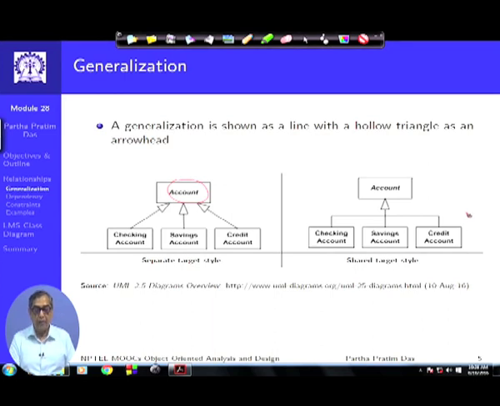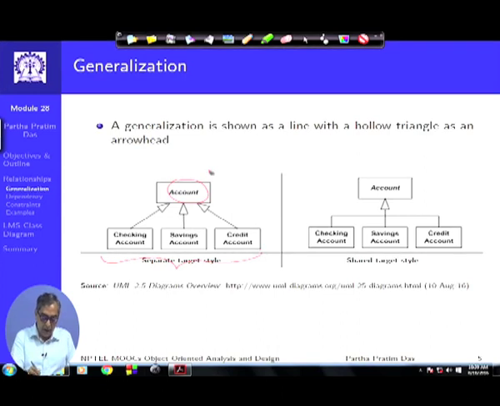For example, account will have a property in terms of holder's name, in terms of the account number, the account balance, and so on. So, being specializations, all of these specific types of accounts like checking account, savings account, or credit account. In Indian banking, we also have term deposit account, we have current account, and all those.